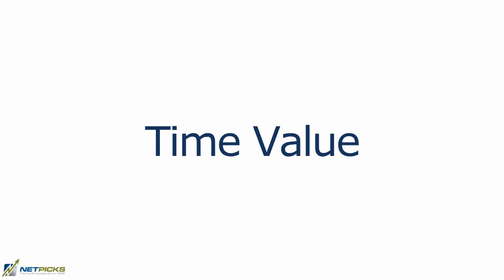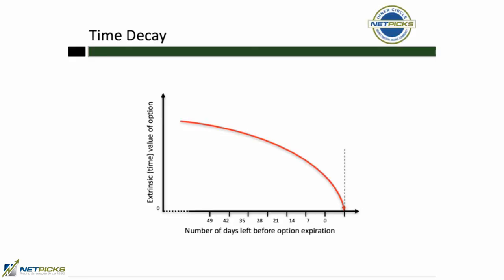Let's talk about time value. Now, options are a decaying asset, which means that every day that passes, the options premiums get cheaper. There is more time value in the options premium the further out in time that you go for the expiration date. You're going to pay more for the option the further out in time that you go, because that's going to give you control of the position for a longer period of time.